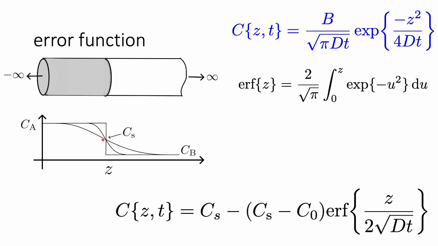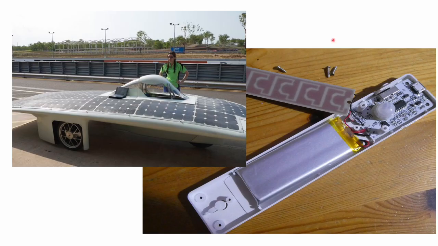So each of these diffusion profiles is represented by this function when we have a thick bar on another thick bar, a diffusion couple. Now, I want to show you an example of the application of the error function solution of Fick's second law of diffusion.